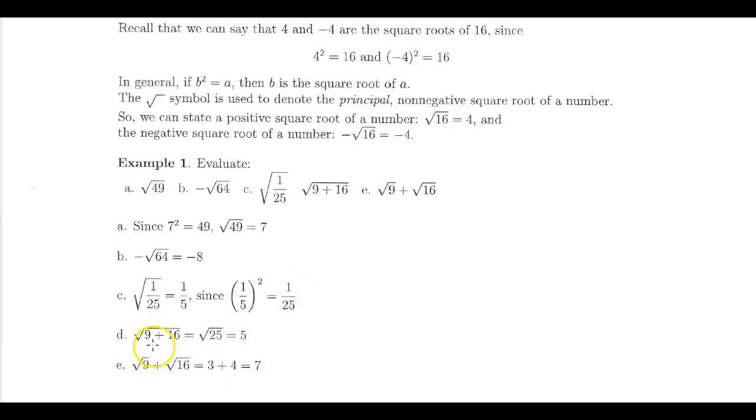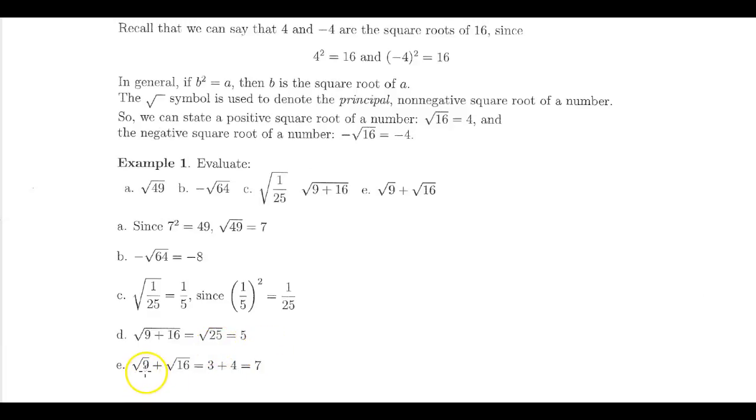And we can work with the order of operations and think of the radical as a symbol of inclusion, and we would add underneath the radical first before taking the square root. So the square root of 9 plus 16 is equal to the square root of 25, which is 5.